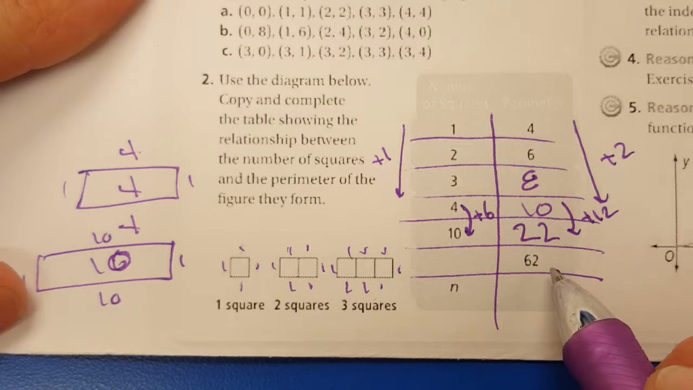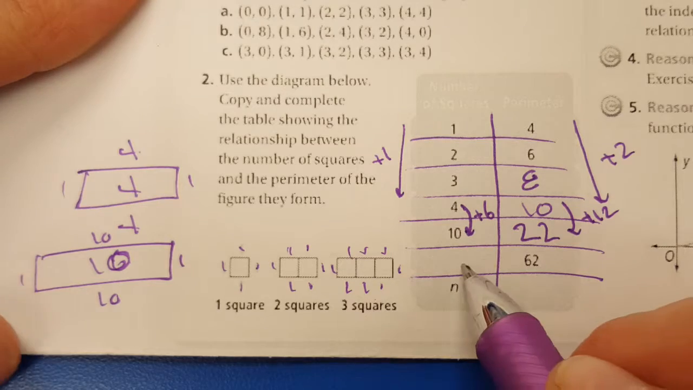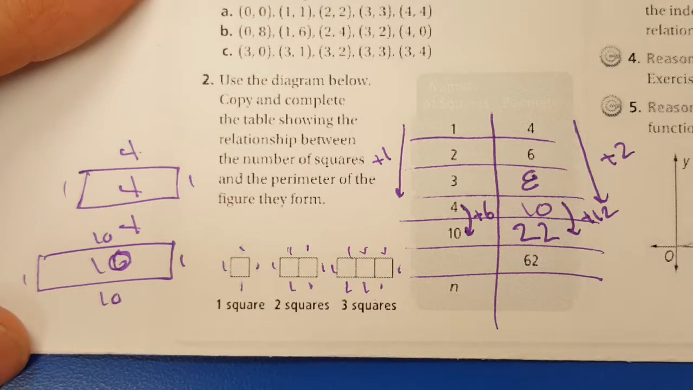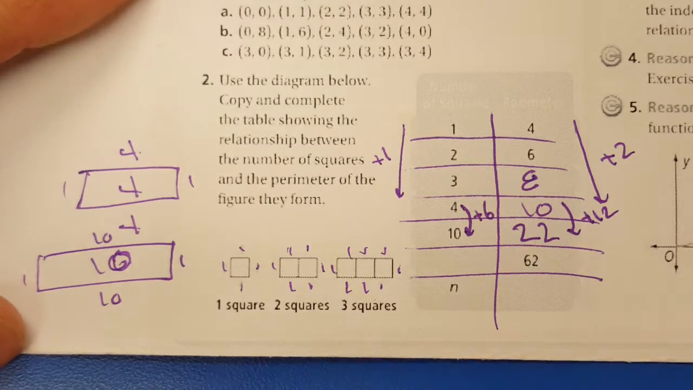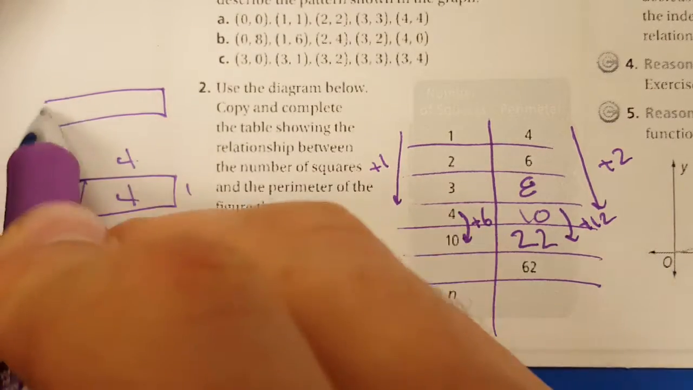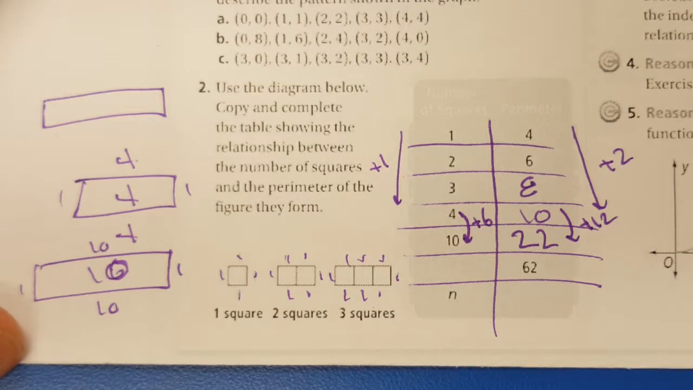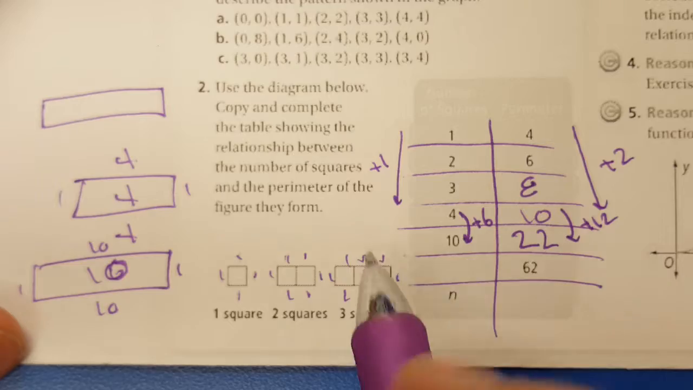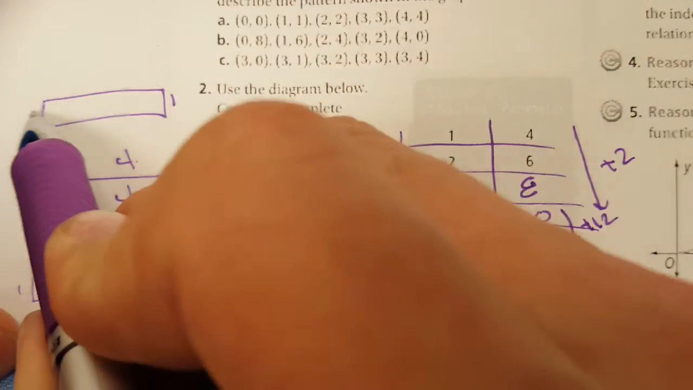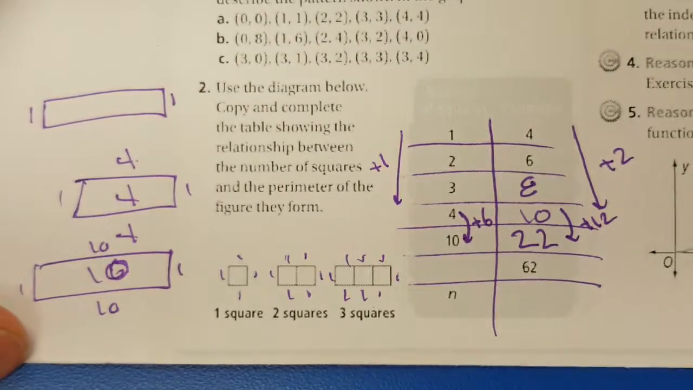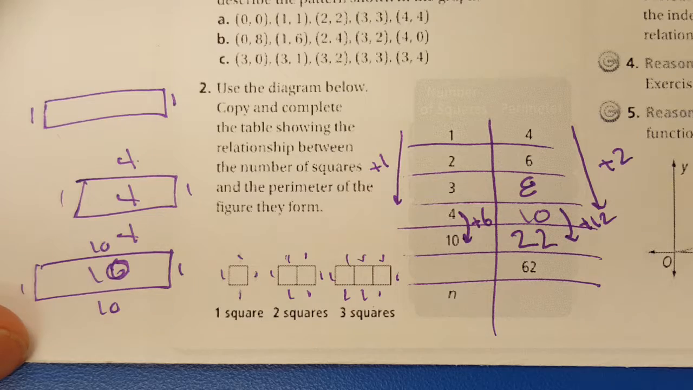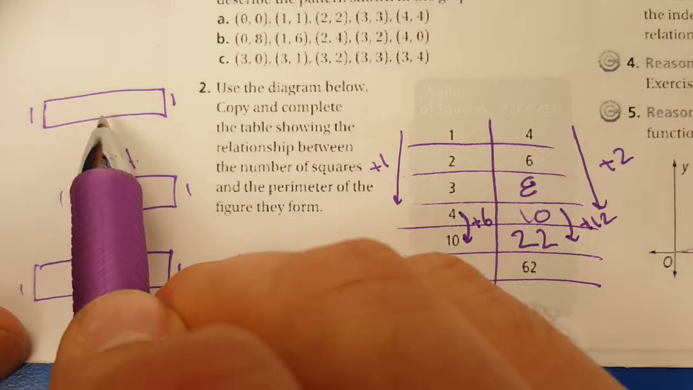Oh, no. They give us 62 right here. How do we work backwards? Well, we can kind of reverse engineer what we did. So what's going to be the number of squares if we have 62 perimeter to spend? Well, as you can see, they all have this common 1 and 1 over here. So we've already spent 2. So what's left? We have 60 left over to spend on the top and the bottom.